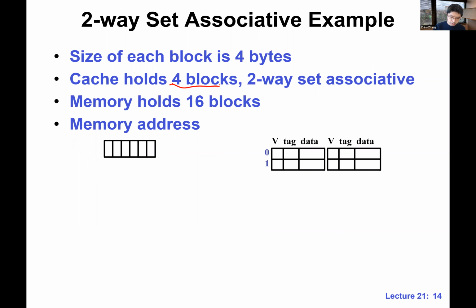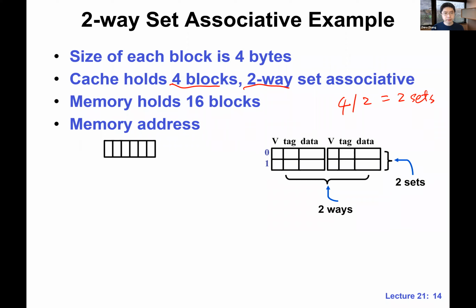We have 4 blocks and 2 ways. How many sets? It's already in the slide, you already see the picture, but I want to make sure you do the calculation on your own. With 4 blocks and 2 ways, 4 over 2, we have 2 sets. Per set, we have 2 blocks. That's why we call it a 2-way associative cache.